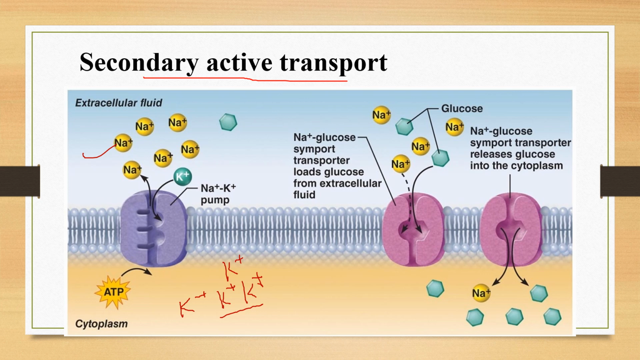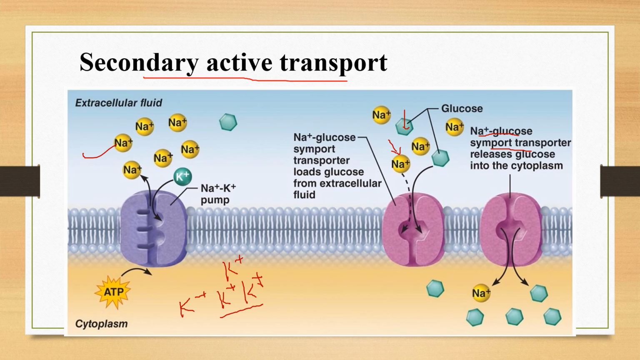So in case of secondary active transport, sodium ion concentration is more outside the cell and potassium ion concentration is more inside the cell. Now there is the process of secondary active transport. In secondary active transport, sodium glucose symport transporters are present. Along with one sodium ion, one glucose molecule is taken in. This diagram shows the glucose molecule.